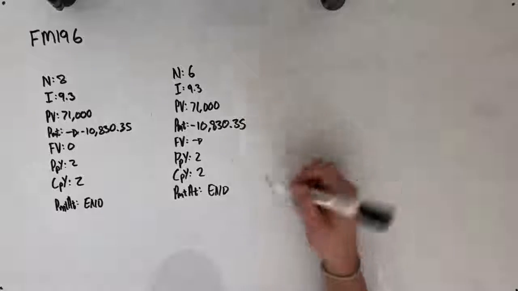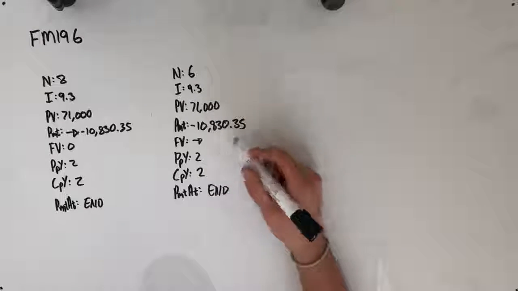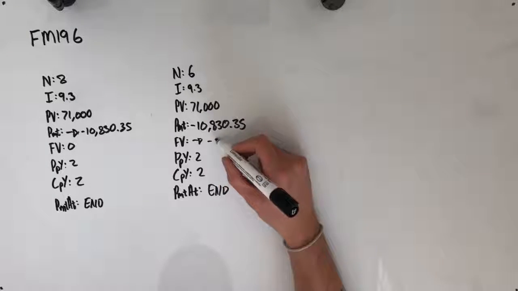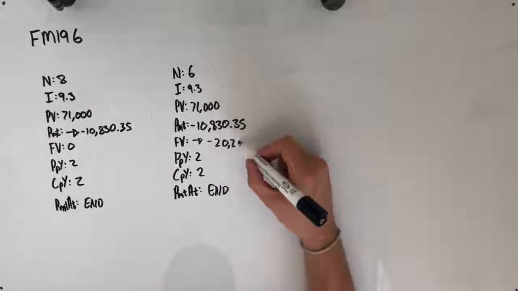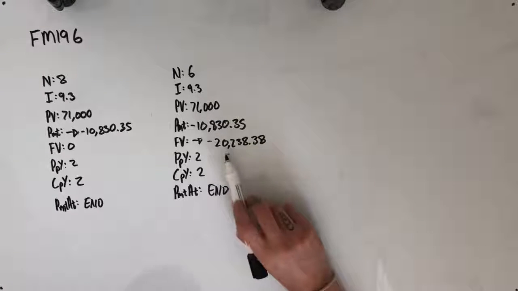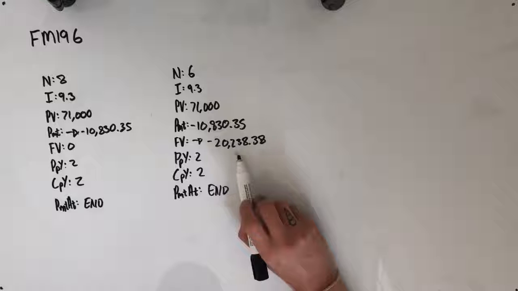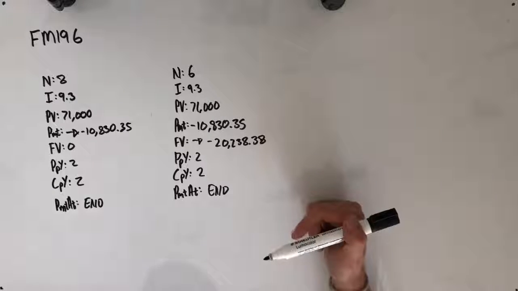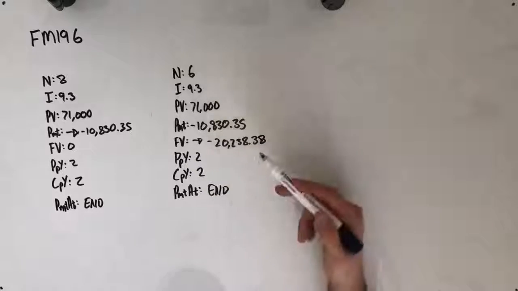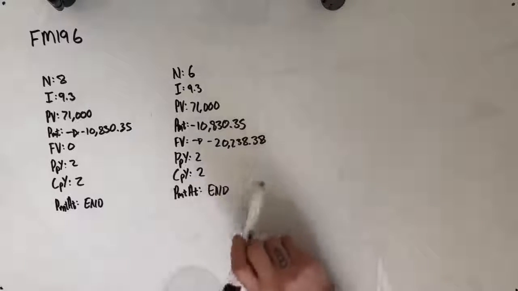So now we have the payments, the future value. If we plug these conditions into Finance Solver, we should get an answer of negative $20,238.38, which of course means we still owe $20,238.38. Now, we are asked for the total amount that Shakira has repaid off her loan, not how much is left still owing on it.